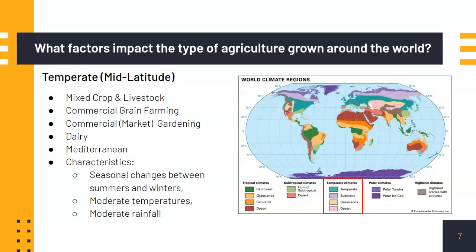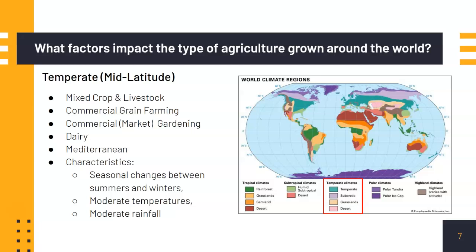Commercial grain farming is another hallmark of temperate regions, focusing on the large-scale production of crops like wheat, oats, and barley. This type of farming thrives in areas with relatively flat terrain and moderate rainfall, such as the Great Plains of the United States, Canadian prairies, and the steppes of Russia. Advances in mechanization and irrigation have allowed these regions to become global breadbaskets, producing significant quantities of grain for both domestic consumption and export.